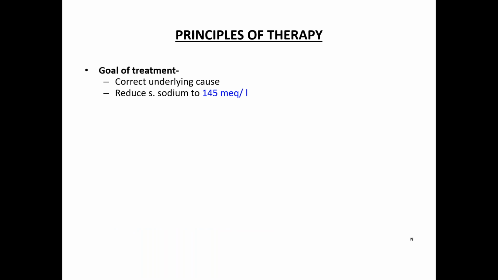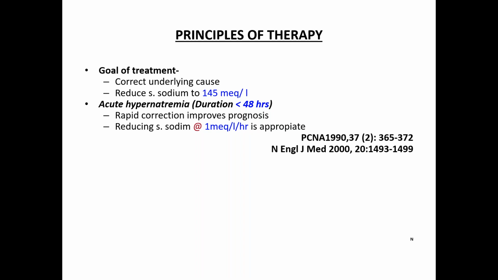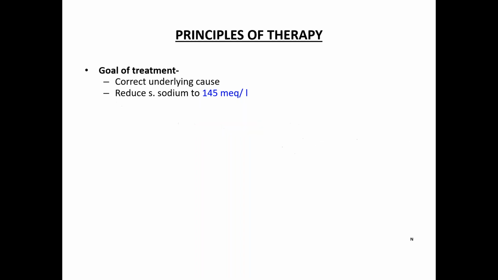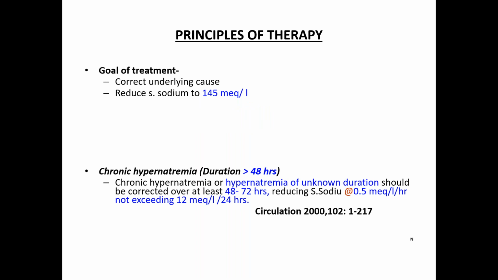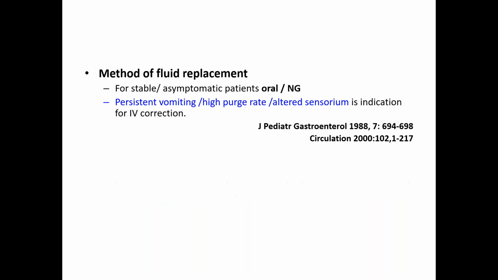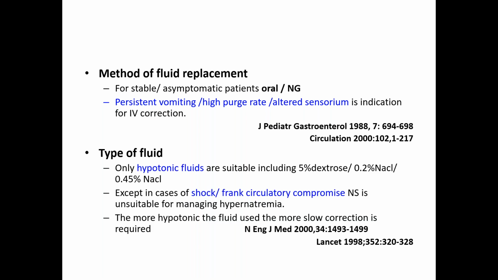and yes, you can have seizures. Then the main principles of treatment are: if it is acute hypernatremia, then yes, you can correct it fast, but the basic dictum is we correct it very slowly, not more than 10 to 12 milliequivalents per day. The method of replacement can be oral or IV. If the pulse rate is very high, we need IV correction. The type of fluid depends again on whether it is isovolemic, hypovolemic, or hypervolemic hypernatremia, and hypotonic fluids.